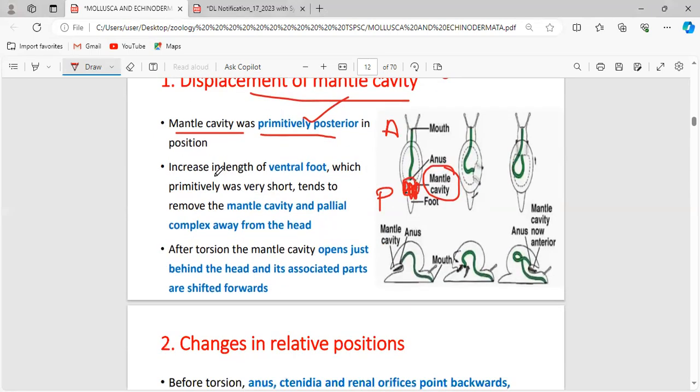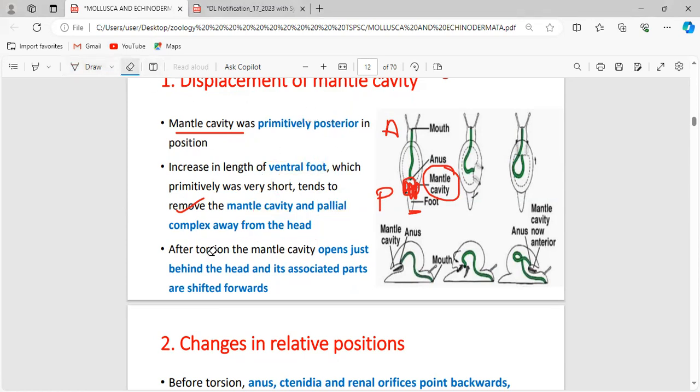Now, the increase in length of the ventral foot. This is the foot, which is primitively very short. When it undergoes the torsion process, the ventral foot enlarges. Because of this enlargement of the foot region, the mantle cavity and the pallial complex are moved away from the head region.